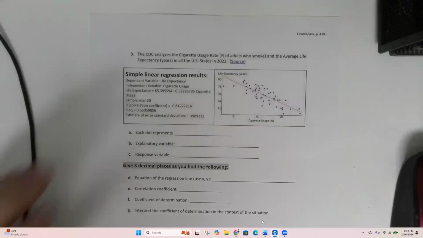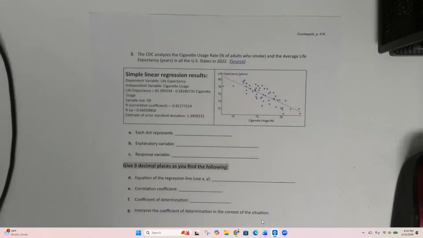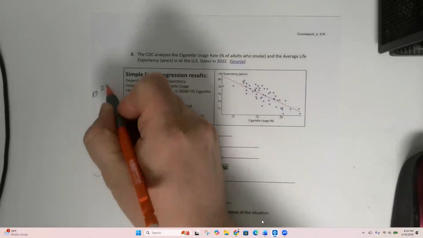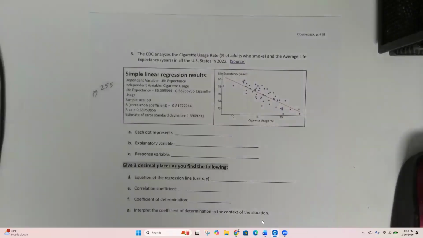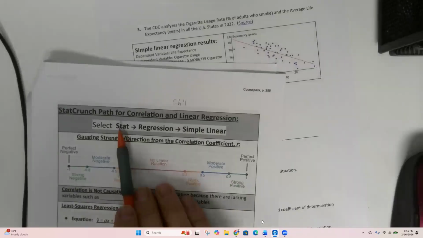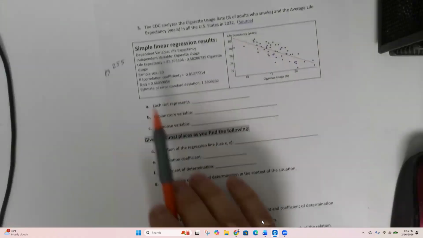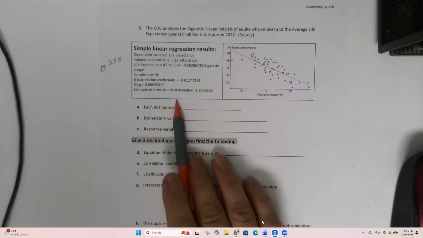All right. Question number 3. The CDC analyzes the cigarette usage, which is the percent of adults who smoke, and the average life expectancy in years in all the US states in 2022. So this is a linear regression, which we'll find info on on page 255. If we were doing it ourselves, it would be stat, regression, simple linear. But they've already done that for us. They've done the StatCrunch and given us the result, so we're basically just going to read off of what this is.